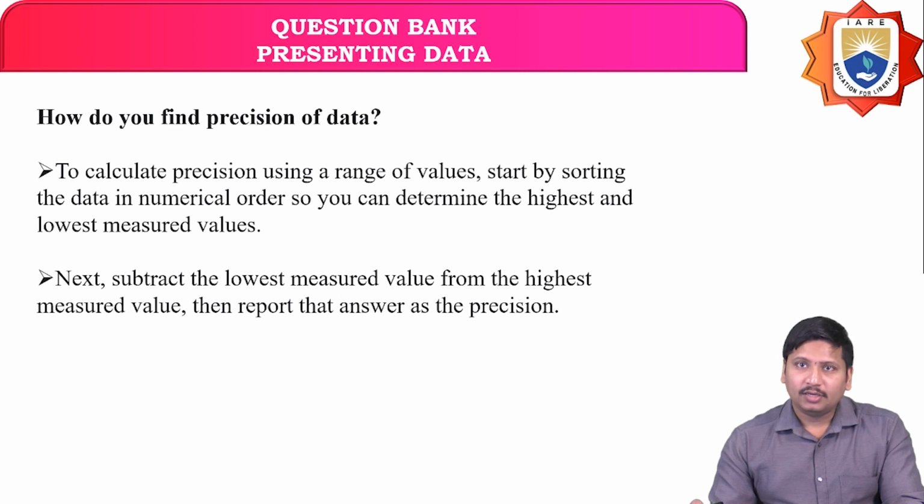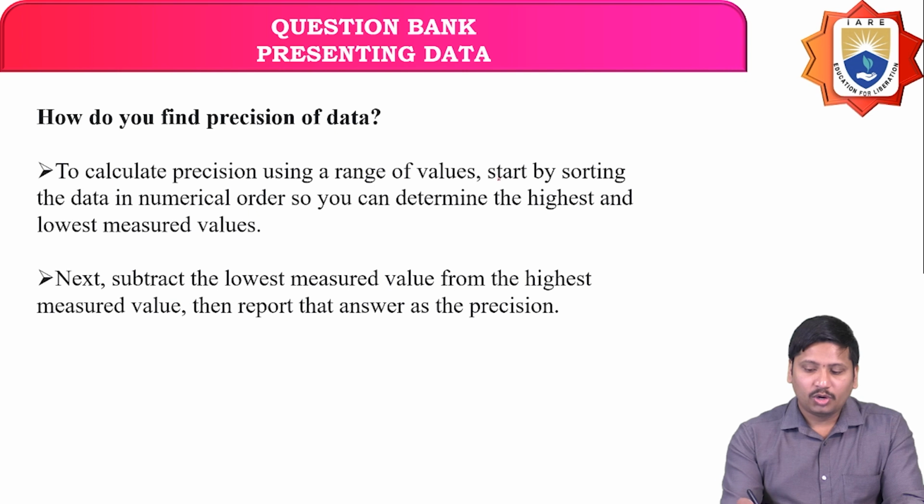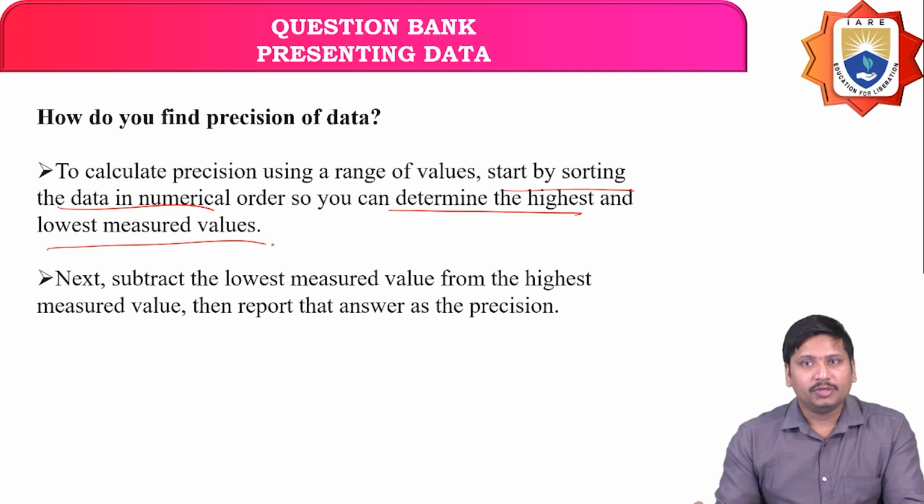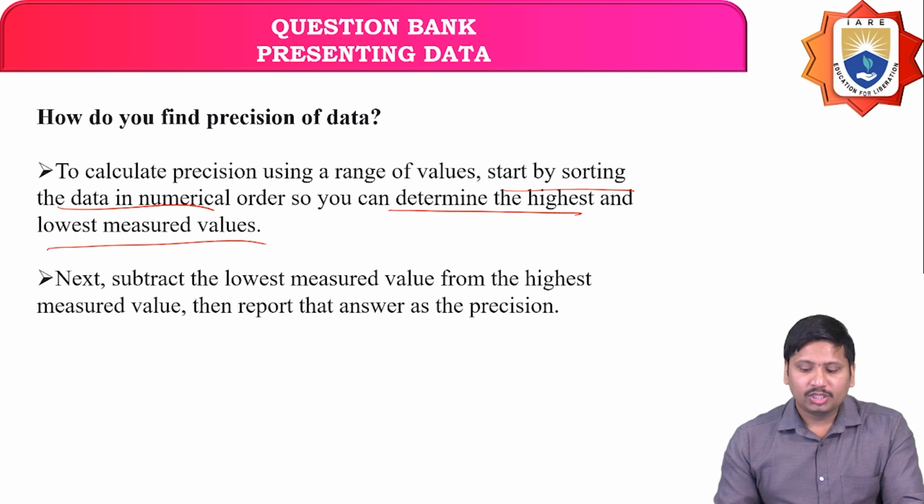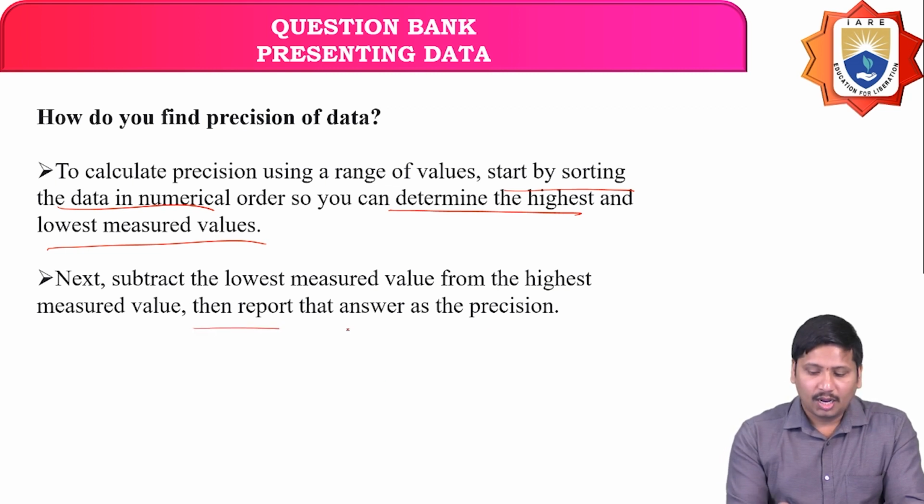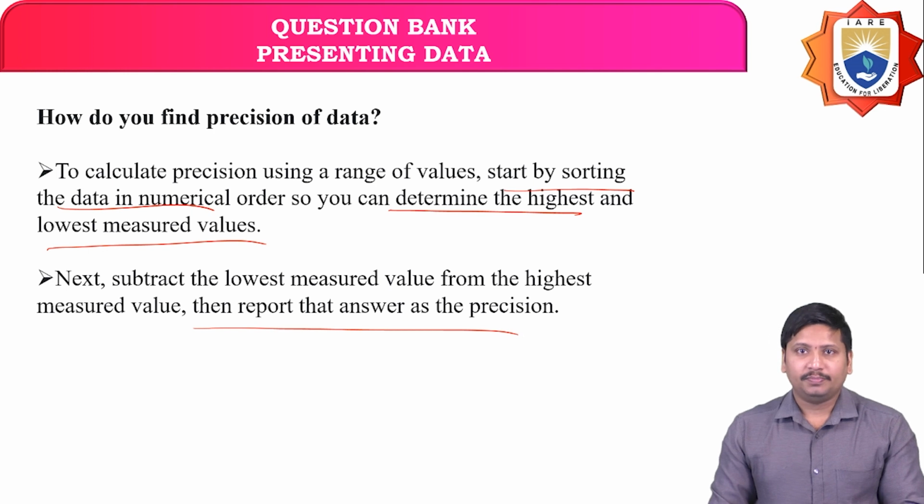So how do you find the precision of the data? To calculate precision using a range of values, start by sorting the data in numerical order, so that you can determine the highest and lowest measured values. Next, subtract the lowest measured value from the highest measured value and report that answer as the precision, right?